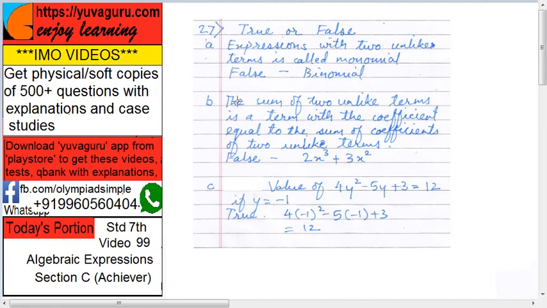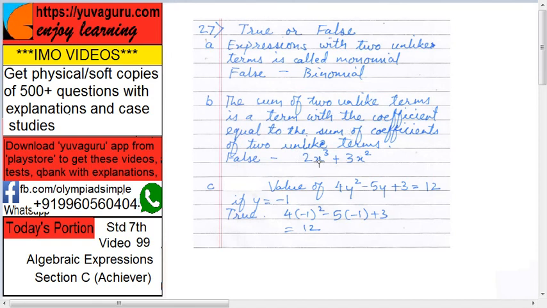Then next, the sum of two unlike terms is a term with a coefficient equal to the sum of the coefficients of the two unlike terms. Now that is again false. Means what? Understand this first. Two unlike terms means this is x cube, this is x square. Can these two be added? No. That's what the question says.